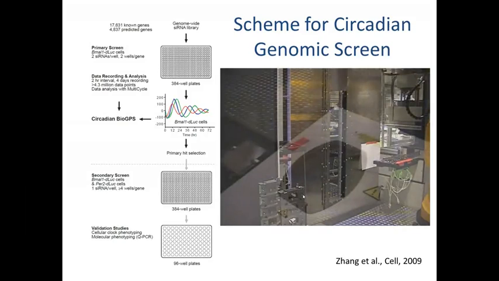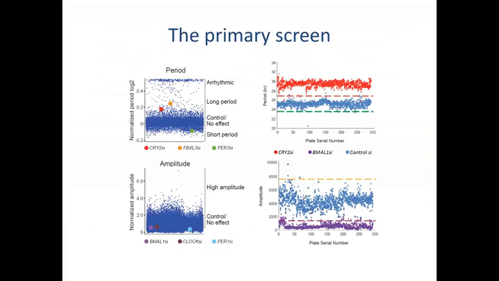So all in all, it's 88,000 siRNAs, each measured every 2 hours for 4 days. Millions and millions of data points. So after we collect this data, we want to be able to analyze it.